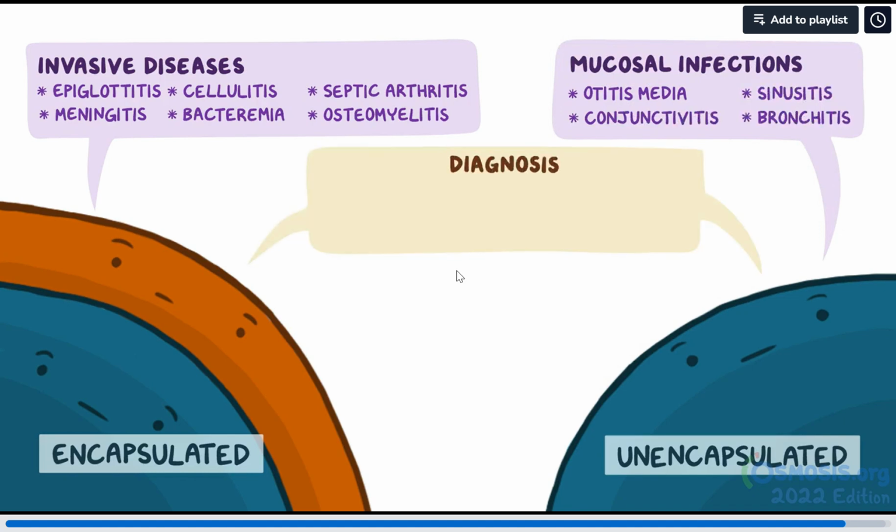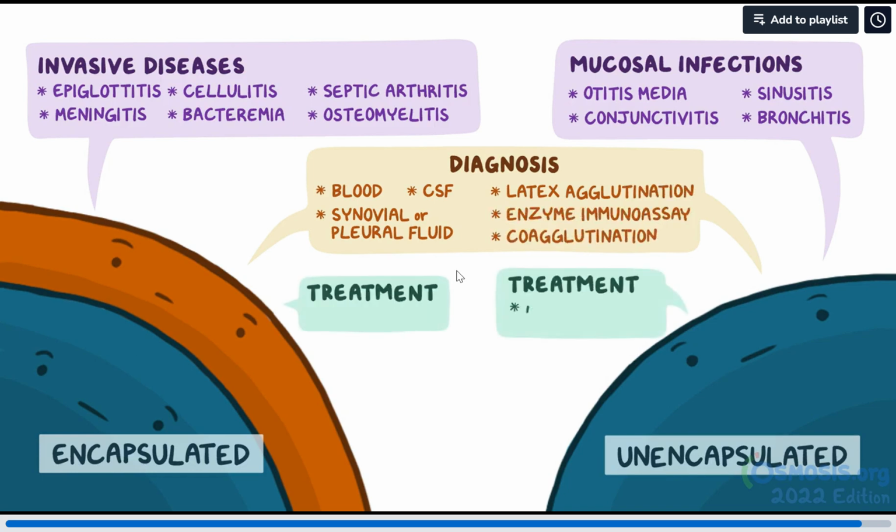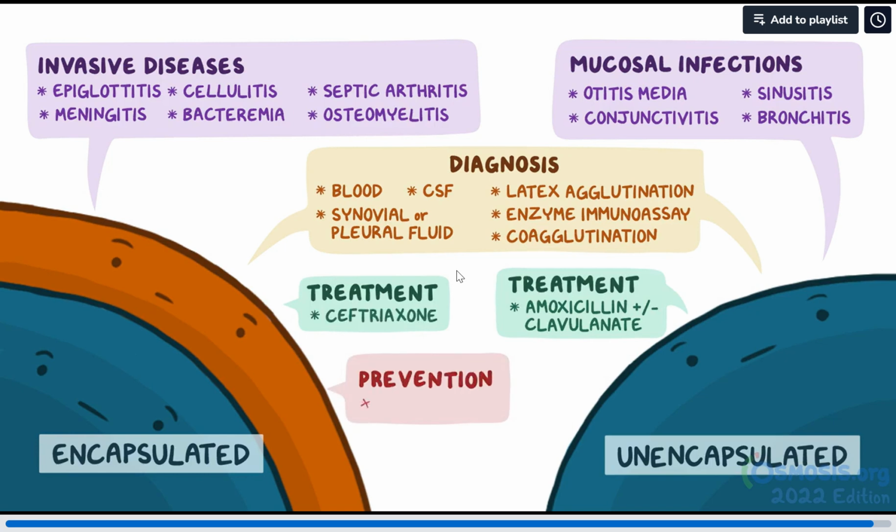Diagnosis can be done by identifying bacteria in a culture from blood, CSF, synovial fluid, or pleural fluid, or with serological methods such as latex agglutination, enzyme immunoassay, or coagglutination. Treatment is done with amoxicillin with or without clavulanate for Haemophilus influenzae non-typable, and with ceftriaxone for Haemophilus influenzae type B. Prevention can be done using a vaccine for Haemophilus influenzae type B.